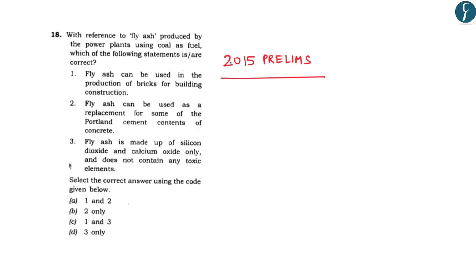The question asked in 2015 was, with reference to fly ash produced by power plants using coal as fuel, which of the following statements are correct? Options were, one, fly ash can be used in the production of bricks for building construction. Two, fly ash can be used as a replacement for some of the Portland cement contents of concrete. Third, fly ash is made up of silicon dioxide and calcium oxide only and does not contain any toxic elements. So in this question, various options were provided, such as 1 and 2, 2 only, 1 and 3, and 3 only. So let us go through the properties of fly ash and then again we'll try to answer this particular question.